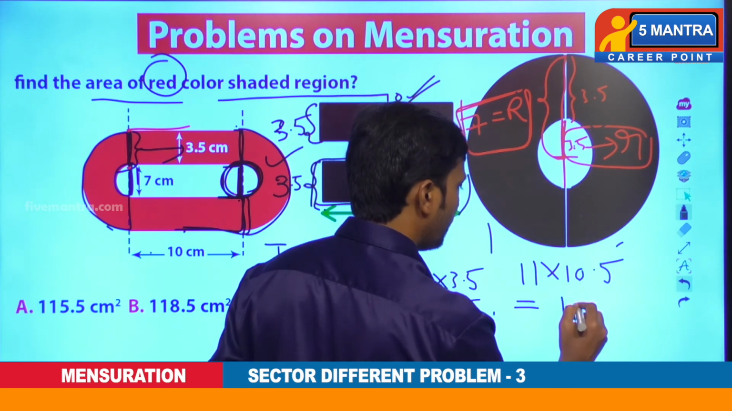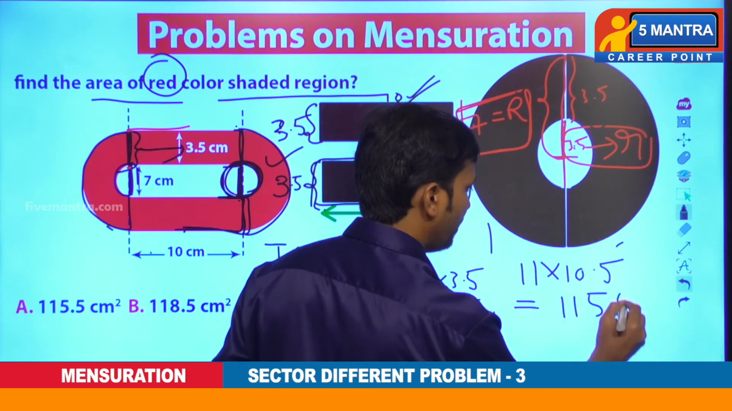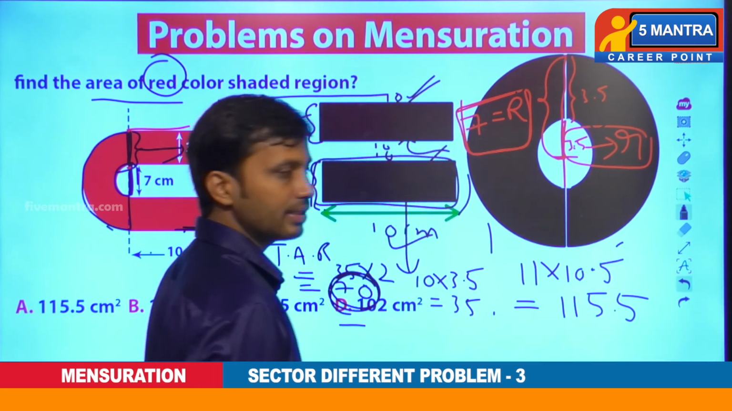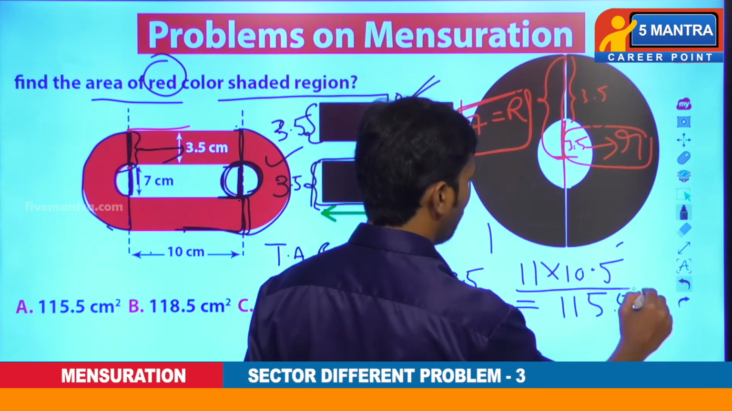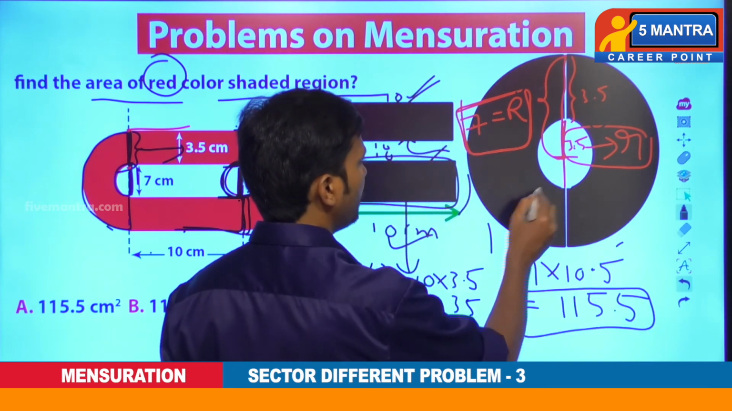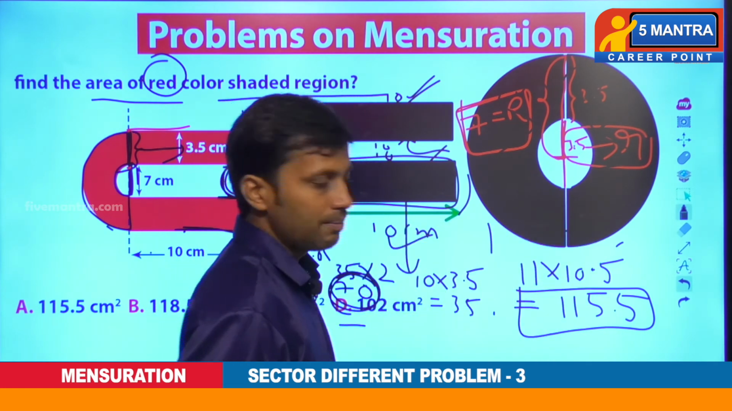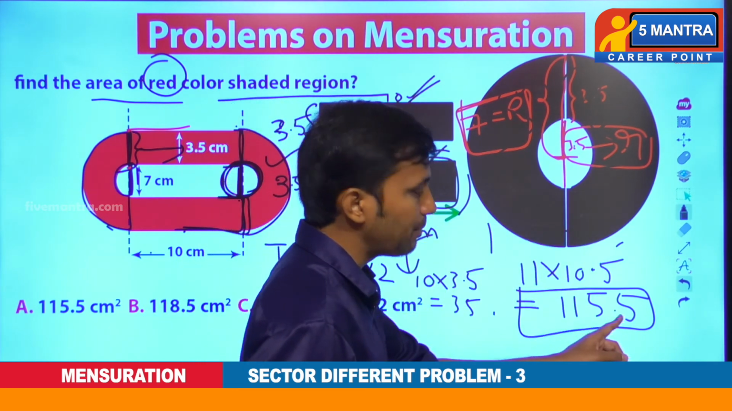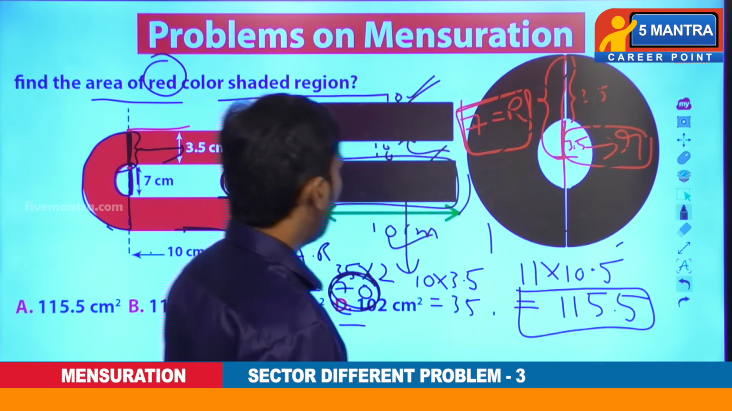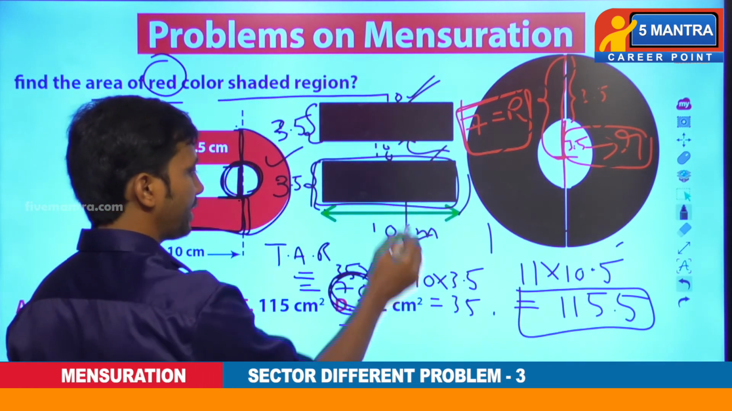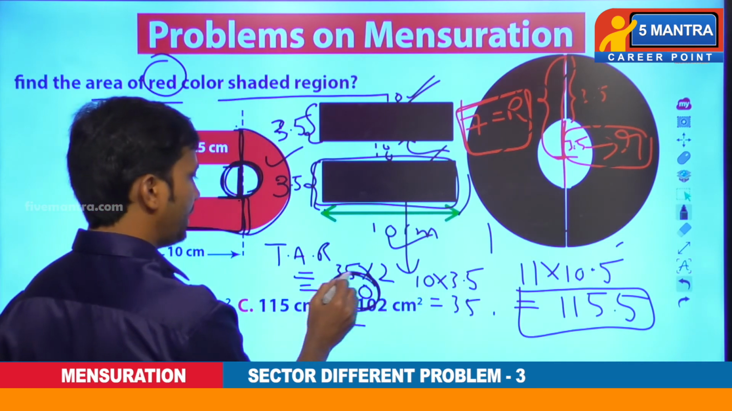Finally we get 1155. As we have one digit after the decimal, we can keep it like this. So finally, what is the area of this black colored circular ring? It is 115.5 centimeter square, and the area of each rectangle is 35, and 2 rectangles is how much? 70.